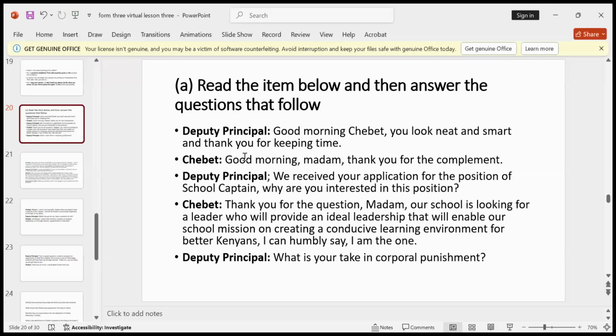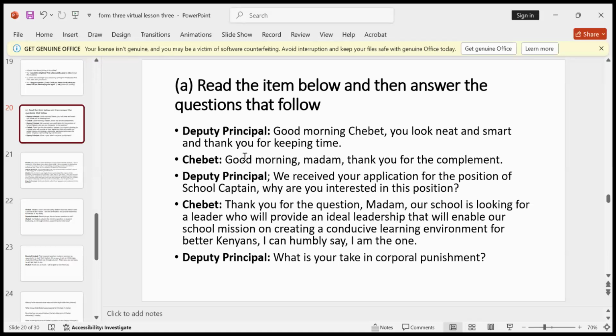Good morning, Chebet. You look neat and smart, and thank you for keeping time. Good morning, madam. Thank you for the compliment. We received your application for the position of school captain. Why are you interested in this position? Thank you for the question, madam. Our school is looking for a leader who will provide an ideal leadership that will enable our school mission of creating a conducive learning environment for better Kenyans. I can humbly say I am the one.